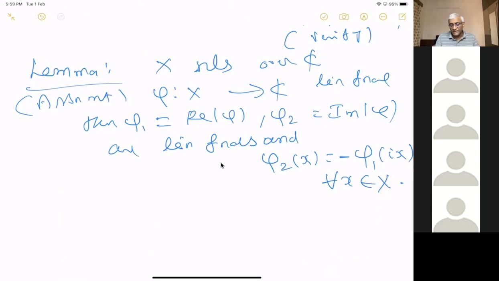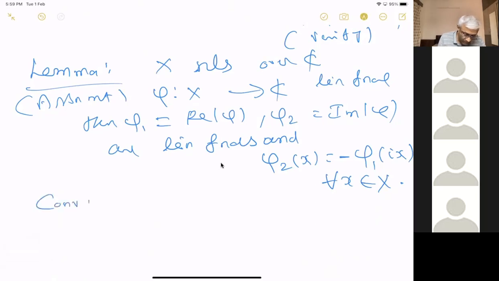You can check all these things, and this follows immediately. You can take phi of ix and take the imaginary part of that. That will be the real part of this. I mean, you can take the i out of phi, and the imaginary part will get multiplied by i. That will become minus 1, of course. So it will follow. Okay, so this is clear.